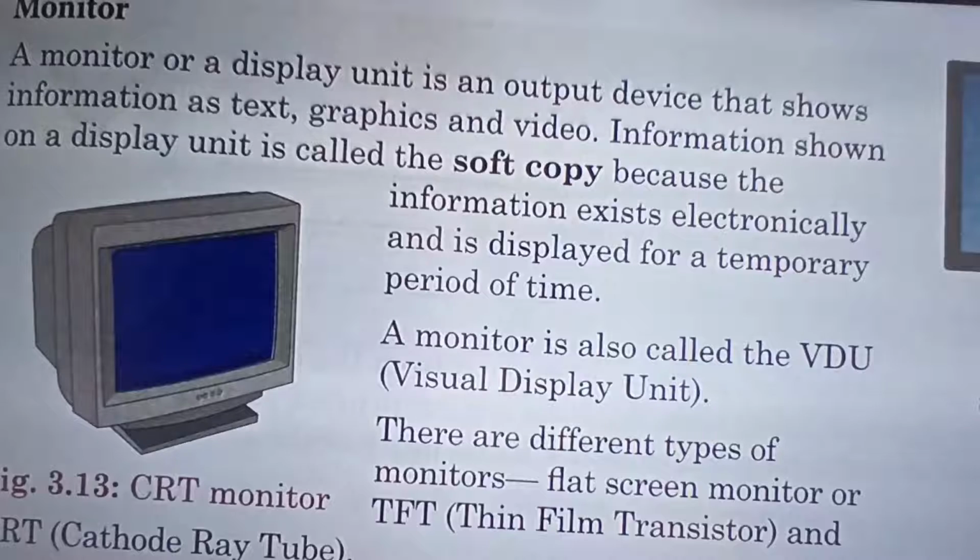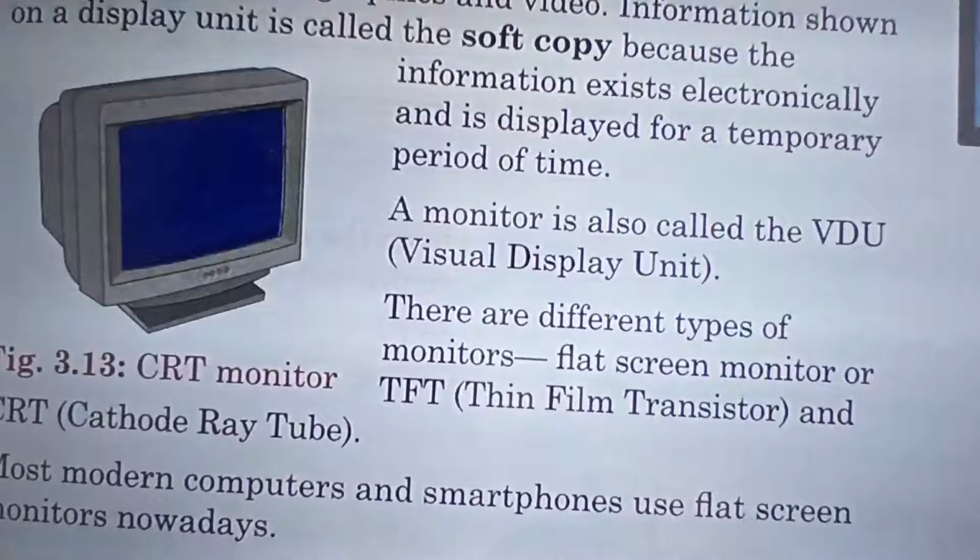A monitor is called the VDU, that is visual display unit. There are different types of monitors: flat screen monitor or TFT, thin film transistor, and CRT, cathode ray tube monitor. Most modern computers and smartphones use flat screen monitors nowadays.